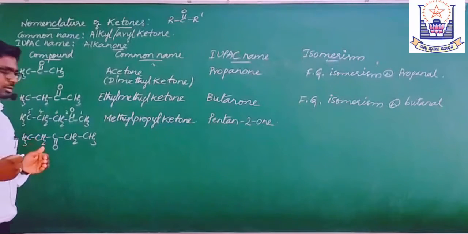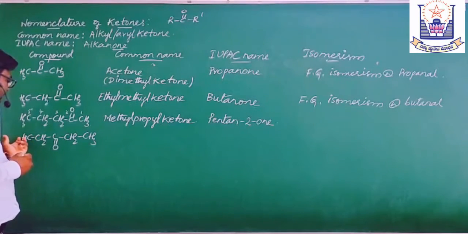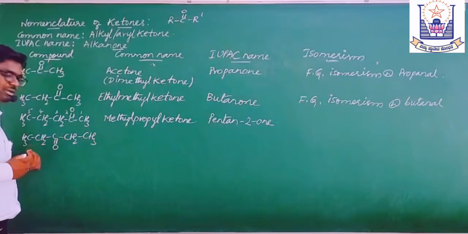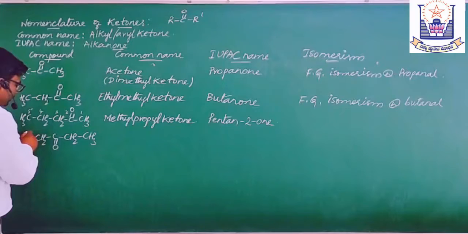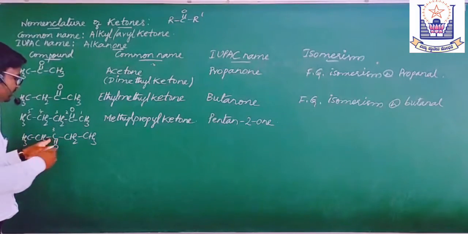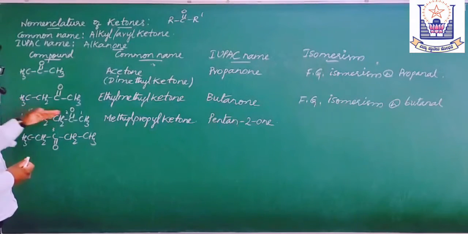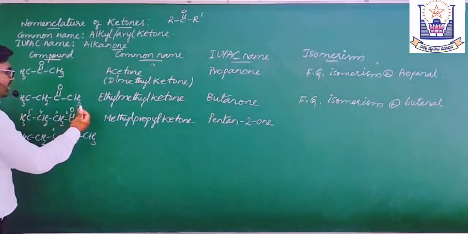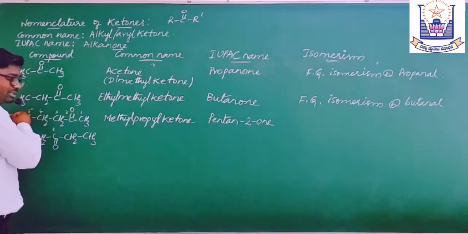See, when you number these carbon atoms, you can come from left to right or right to left. You can choose any way. But here, if you move in this direction, 1, 2, 3, the third is the position for this carbon, and here also 1, 2, 3. You are getting the same. But in case of this, the lowest number will be given when you move from this end. That is why you have to move in this direction.